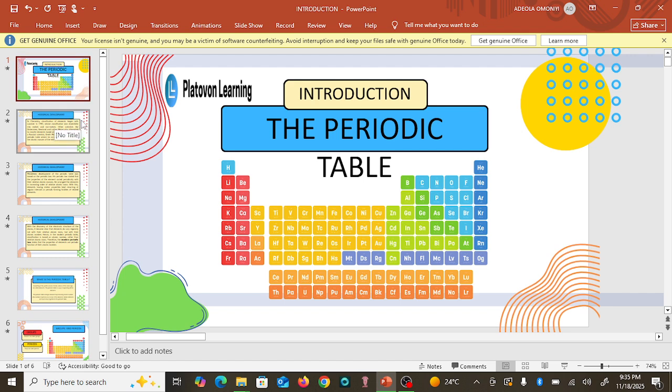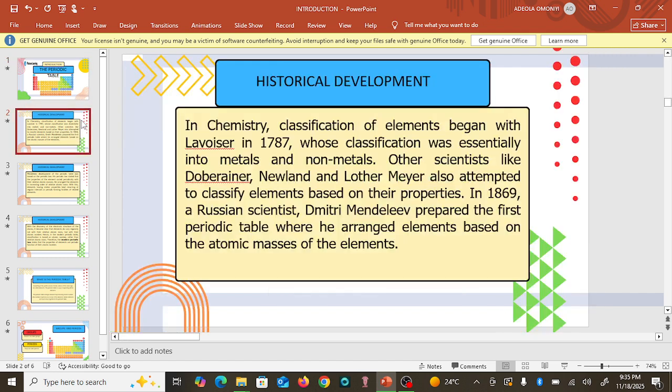All right, to start with the periodic table, let me quickly introduce us to what the periodic table is. Classification of elements began with Antoine Lavoisier in 1787, and his classification was based on dividing elements into metals and non-metals. Other scientists like De Bruyne, Newlands, and Lothar Meyer also attempted to classify elements based on their properties, but we have a breakthrough in 1869.